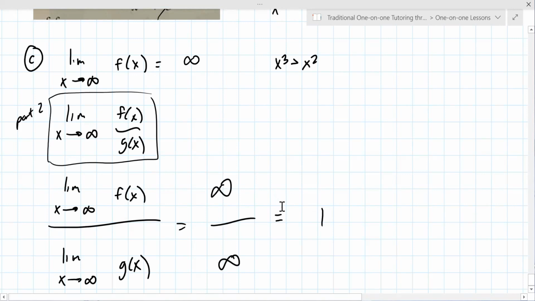Yes. So that is your limit as x approaches infinity of f of x over g of x. Okay. Yes. Right. Wow, that's a lot of work.